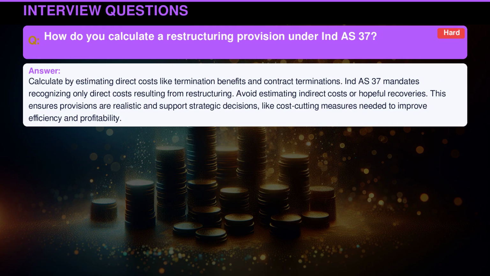Calculate by estimating direct costs like termination benefits and contract terminations. Indian Accounting Standard 37 mandates recognizing only direct costs resulting from restructuring. Avoid estimating indirect costs or hopeful recoveries. This ensures provisions are realistic and support strategic decisions, like cost-cutting measures needed to improve efficiency and profitability.